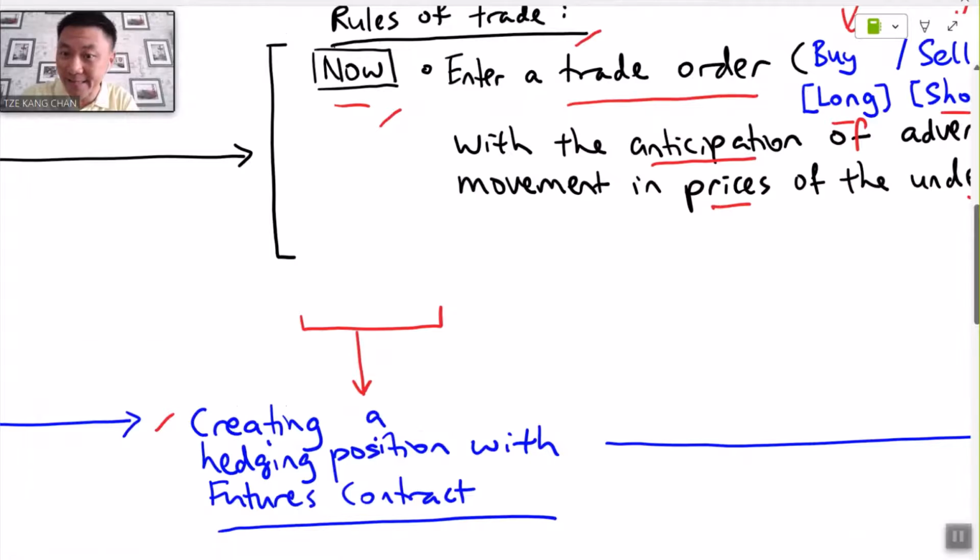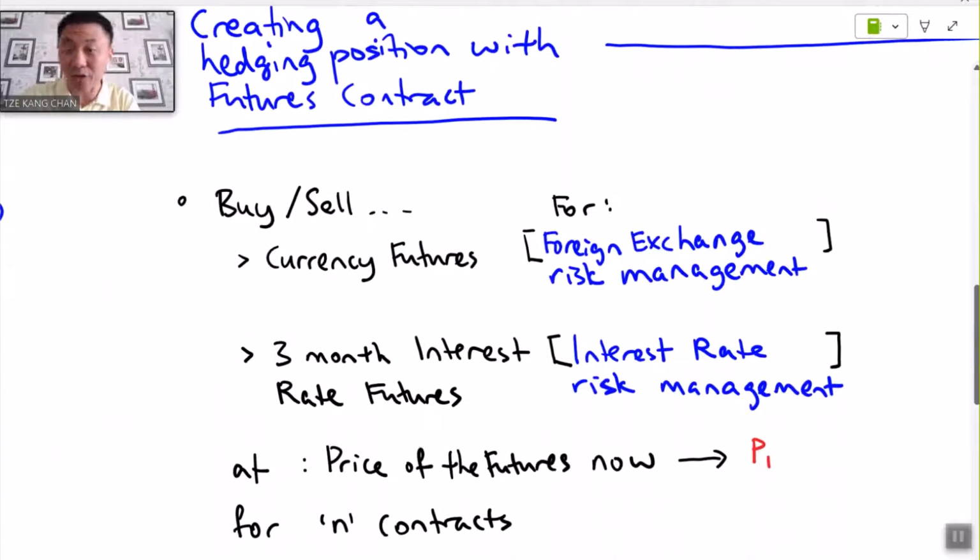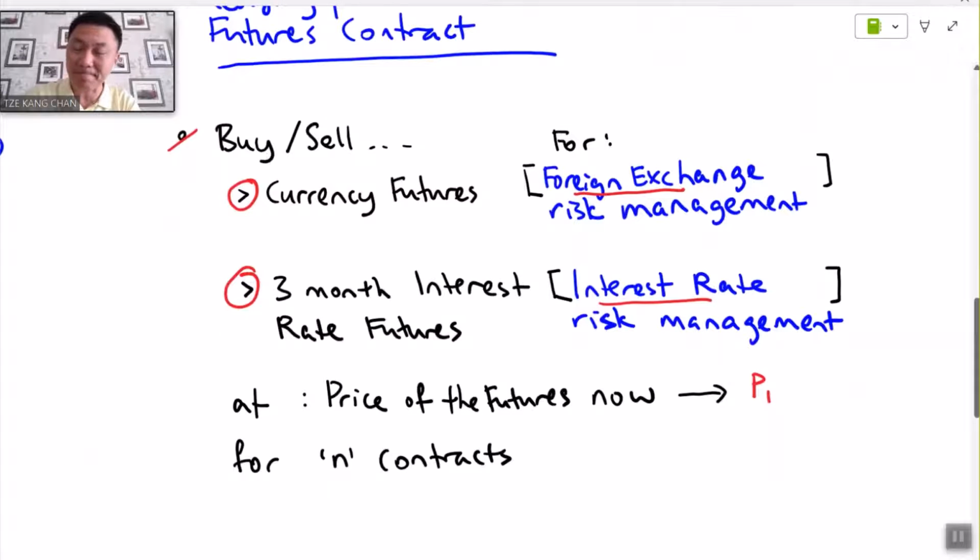So what the hedger would need to inform the broker is to buy or to sell, as we have mentioned a while ago, either a currency future if the aim is to manage foreign exchange risk arising from ranges of foreign currency transactions to be settled in the near future. Alternatively, to buy or to sell a 3-month interest rate future, which caters for managing interest rate risk arising from a planned borrowing or deposit in the near future for certain periods of months.